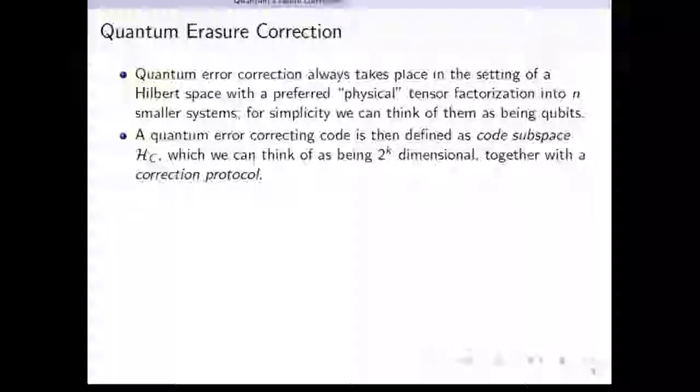So I defined the code as the code subspace with the correction protocol. Actually, at first I didn't put in the protocol, and I thought Daniel would be mad at me, so I put it in. But then he didn't include it, so that's fine. So we have some code subspace, which I'll call H_C, and I'll think of it as being 2^k dimensional. So roughly we have k protected qubits, k logical qubits that we're embedding into n physical qubits.